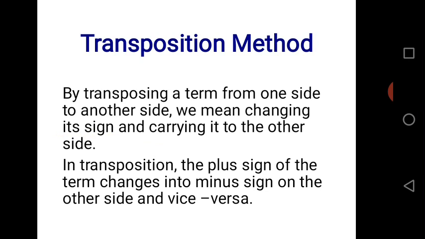Now, we'll see transposition method. Sometimes the two sides of an equation contain both variables and constants. In such cases, first simplify two sides in their simplest forms and then transpose terms containing variables on RHS and constant terms on LHS. By transposing a term from one side to another side, we mean changing its sign and carrying it to the other side. In transposition, the plus sign of the term changes into minus sign on the other side and vice versa.